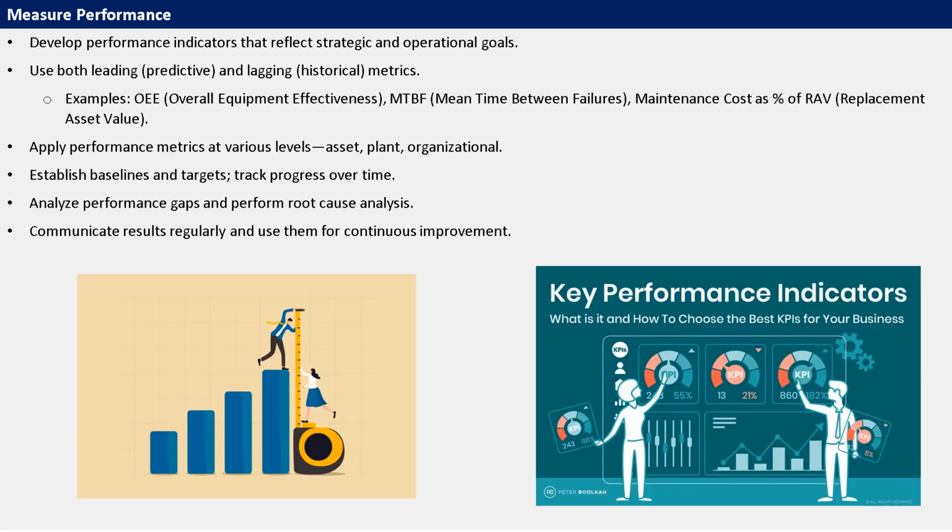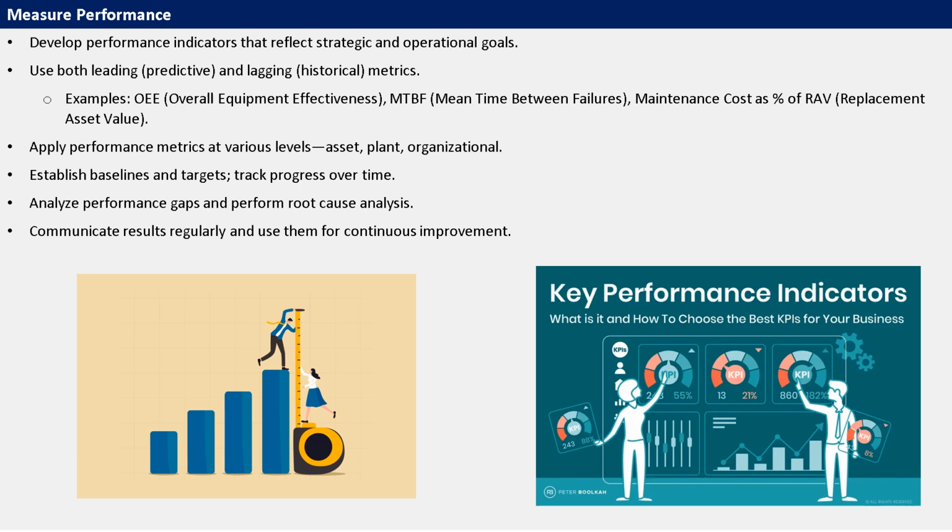Measure performance. Develop performance indicators that directly reflect both the strategic objectives and operational goals of the maintenance and reliability function. Utilize a combination of leading, predictive metrics and lagging, historical metrics to provide a balanced view of current performance and future risks. Examples of key performance metrics include overall equipment effectiveness (OEE), mean time between failures (MTBF), and maintenance cost as a percentage of replacement asset value (RAV).